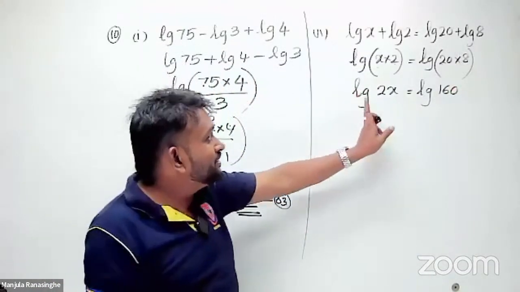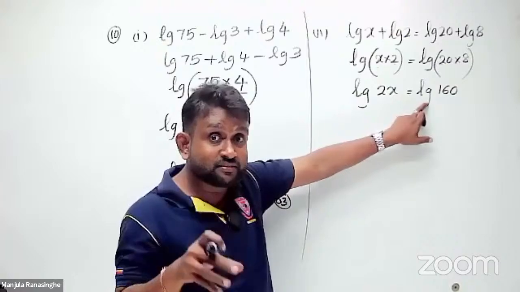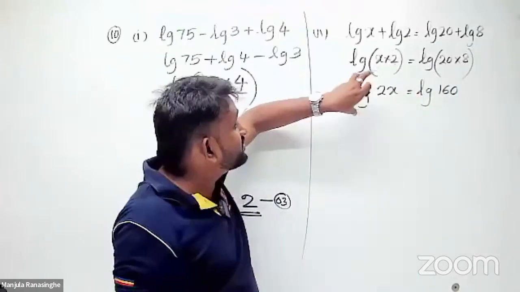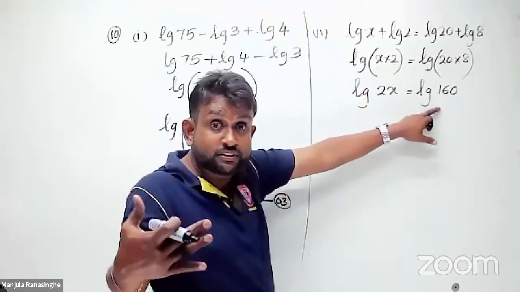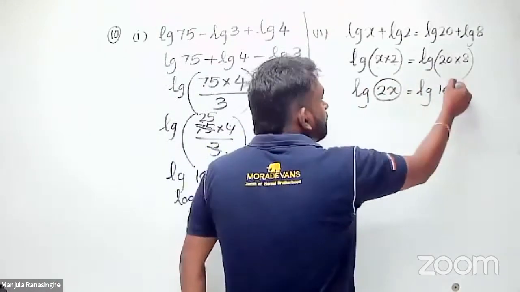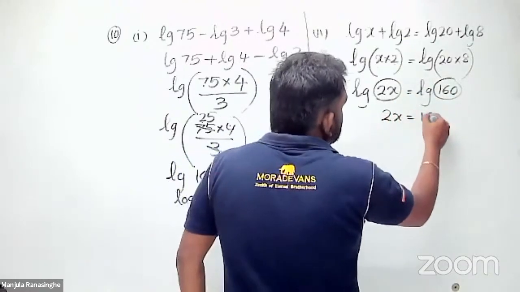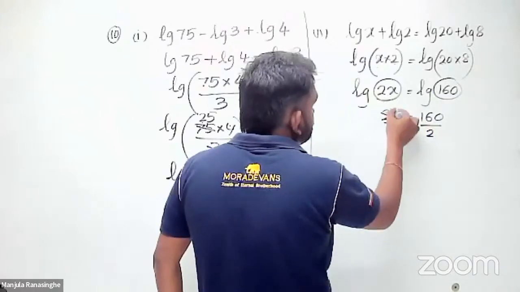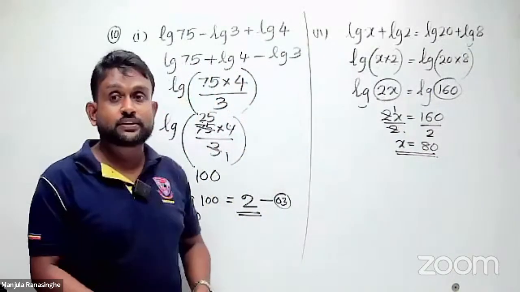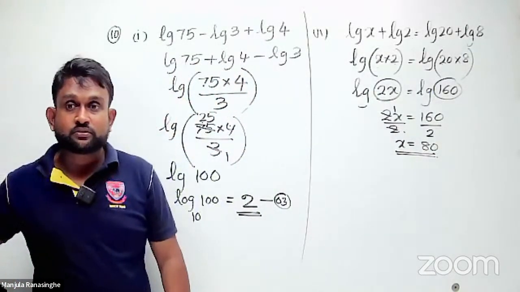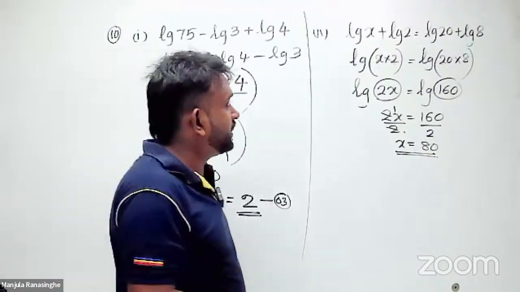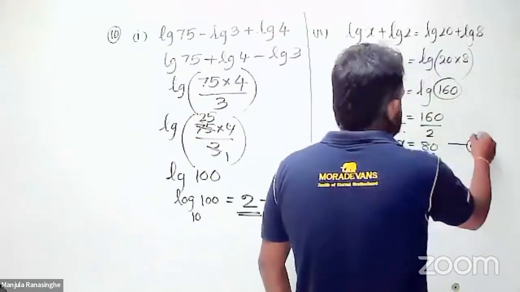Now you can see that lg something equals lg something to the same base. When the lg of two values are equal, with the same base, that means the two values should be equal. So 2x must equal 160. Then just divide both sides by 2, the 2 cancels. So x equals 80. Understand that one, x equals 80. So for that part you have 3 marks.